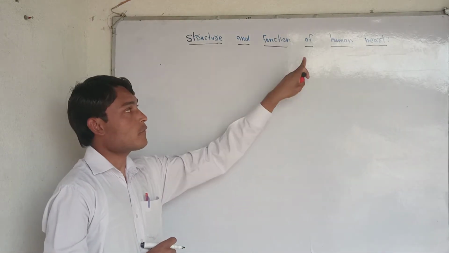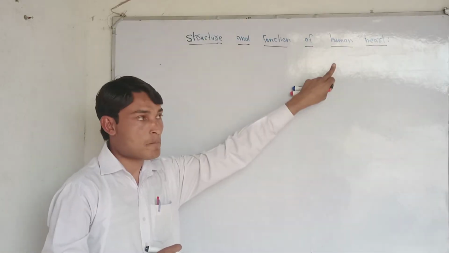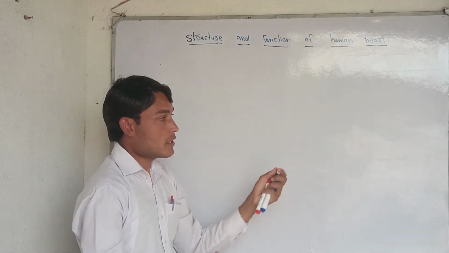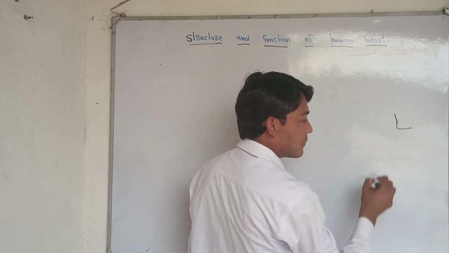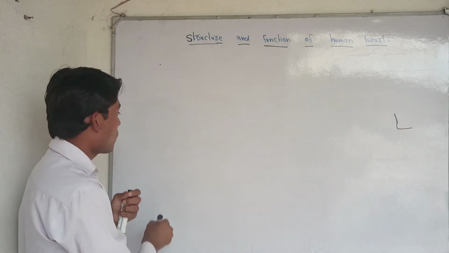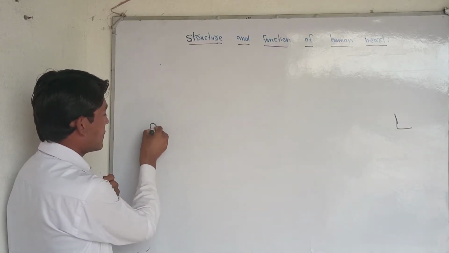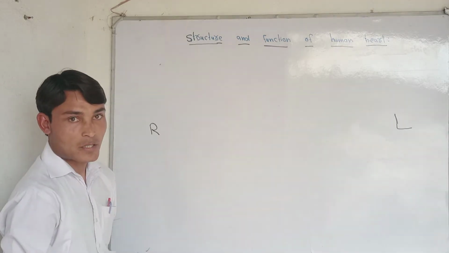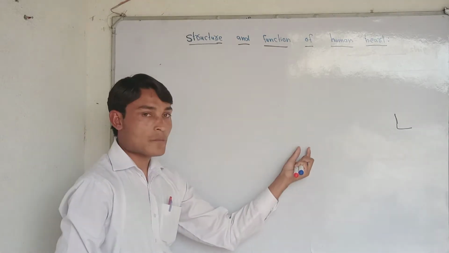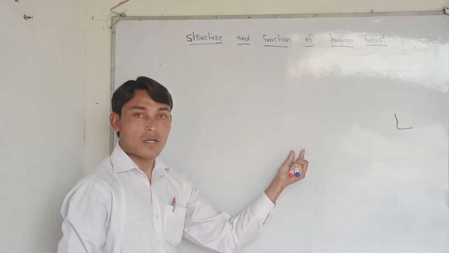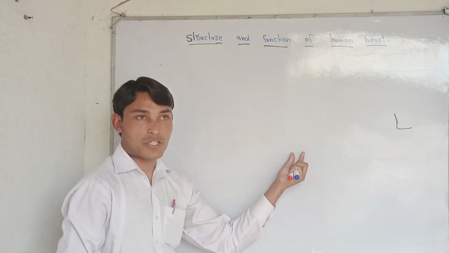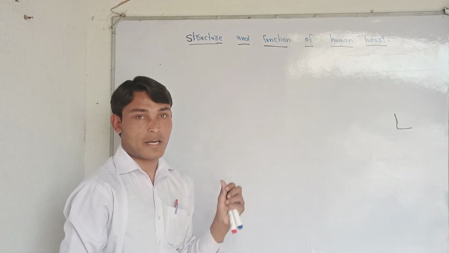In this video, I am going to talk about the structure and function of the human heart. Consider this one is called the left side, L means left side, while this one is called the right side. And as we know, the human heart has four chambers. So now let's draw them, how many chambers a human heart has.